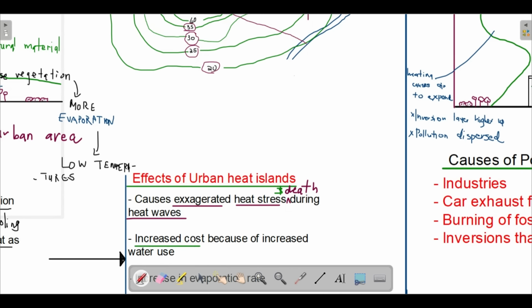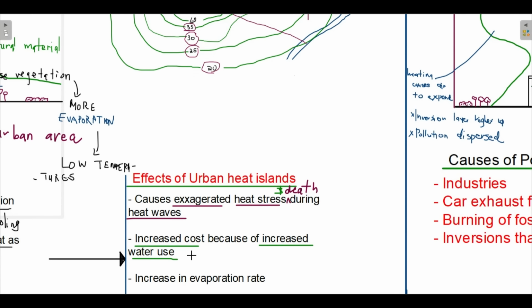Another one is increased costs because of increased water use. Okay, so because it is very hot in the urban areas, you are going to consume a lot of water, and so, of course, that will cost them because water is a resource that is paid for. And there's an increase in evaporation rate as well. So, evaporation rate also reduces the amount of water that is available, right? So, this is a wastage of water because of high temperatures that are recorded.